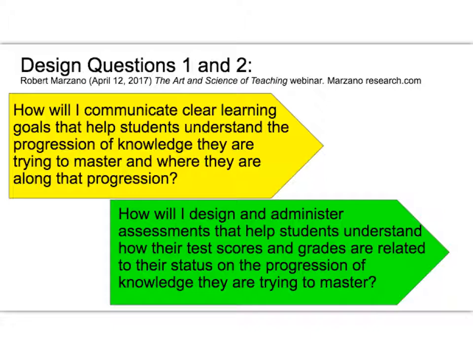These two questions get at the two parts of a learning target that St. Mary's likes to use. The first part, communicating clearly what students are going to learn. The second part, communicating clearly how students are going to show that they have learned that. The two together make a powerful learning target for teachers.